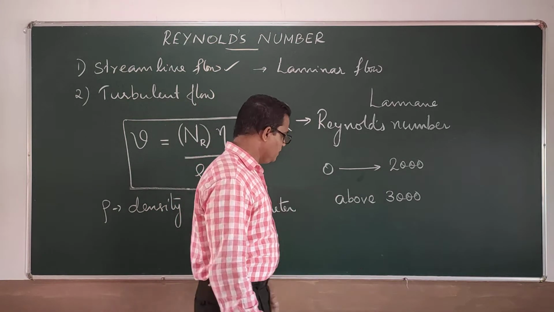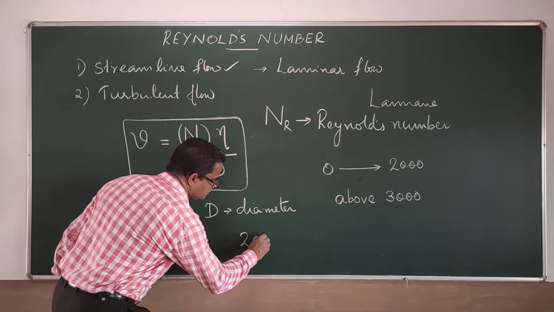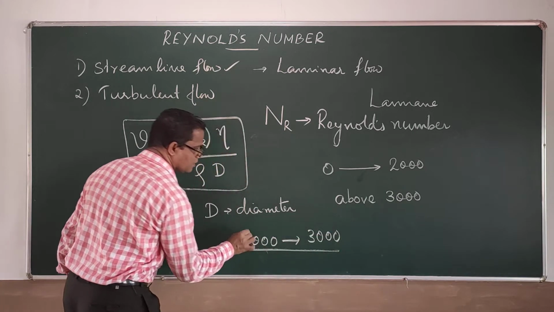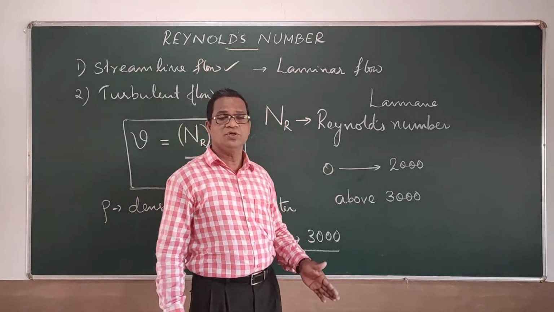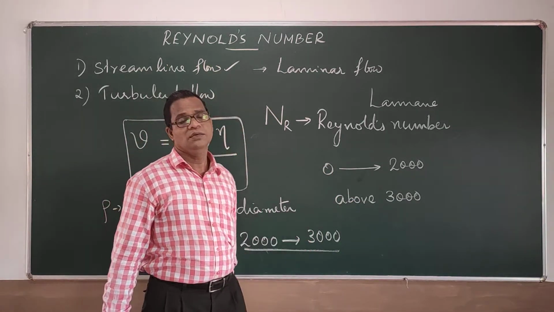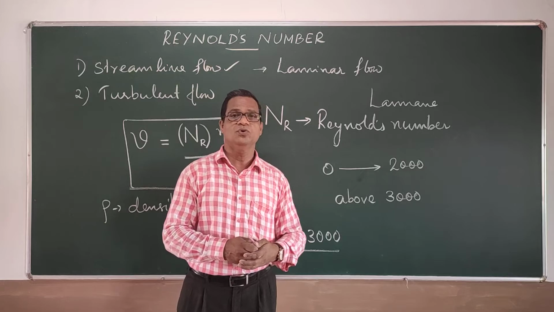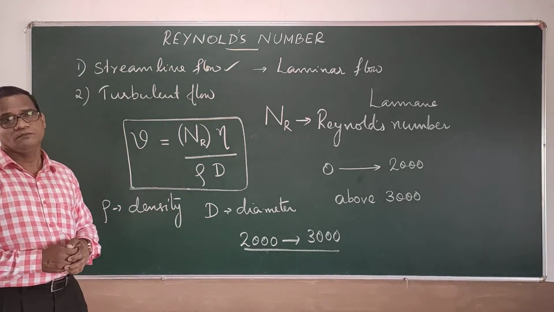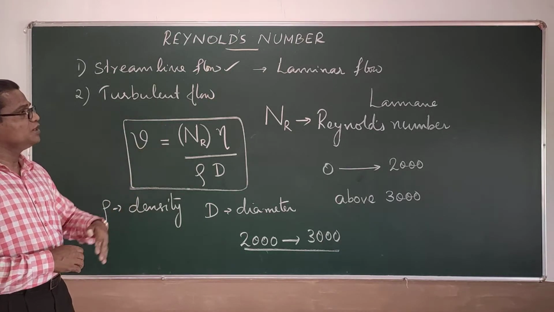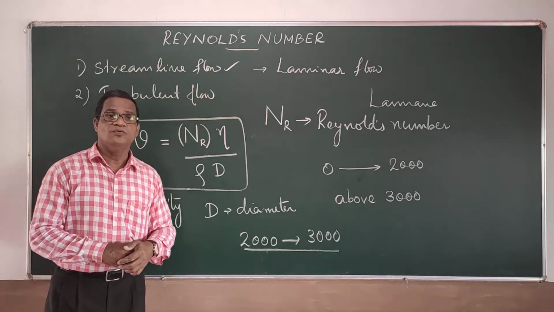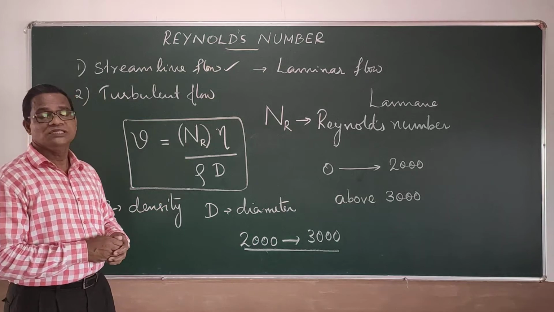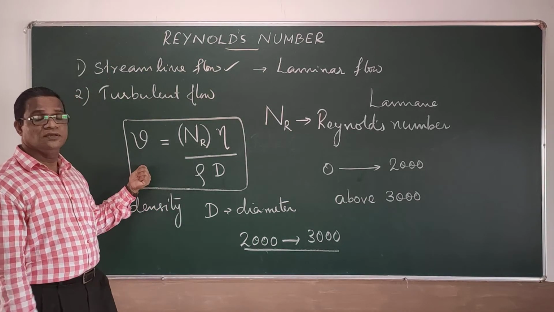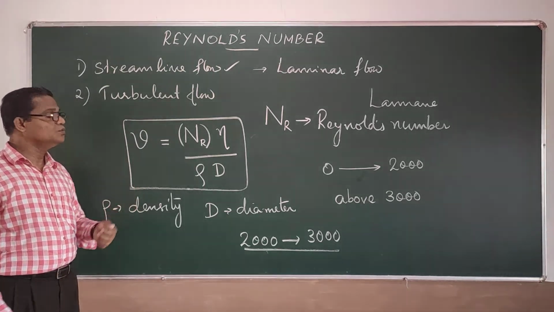Now there is a gap between 2000 and 3000. This part is avoided here because in this range we cannot distinguish the flow; it is a kind of mixed flow. So this is how we use the Reynolds number for distinguishing the type of flow. It is associated with the velocity of flow equation.